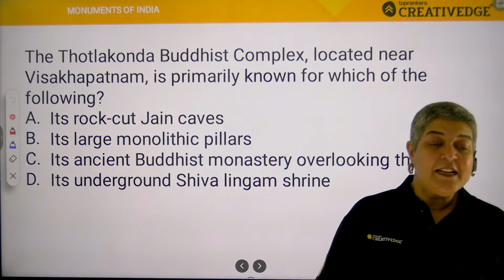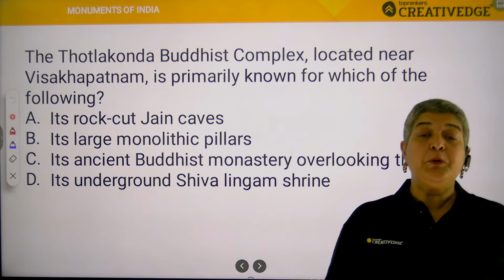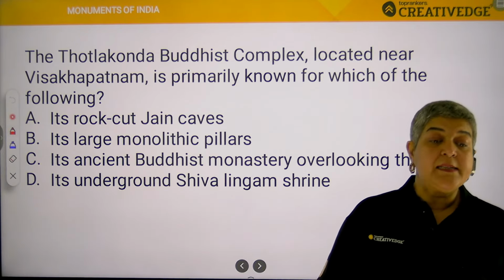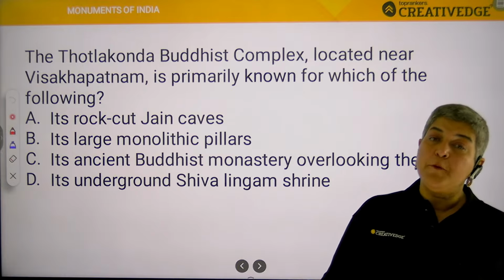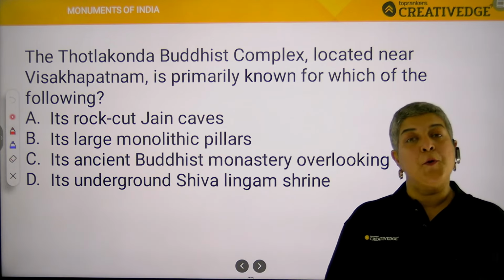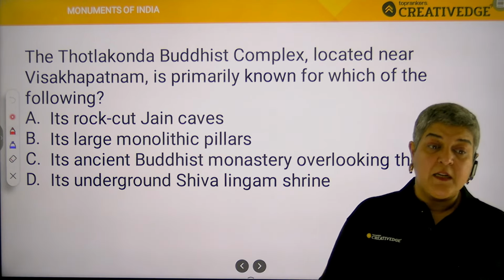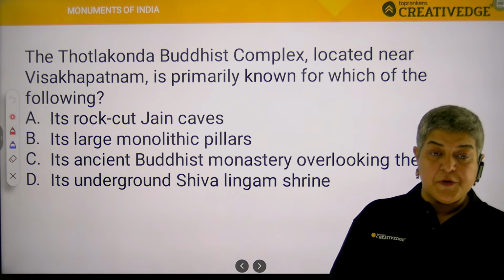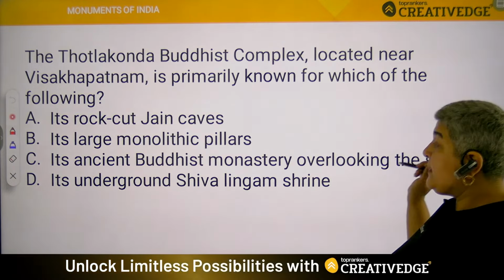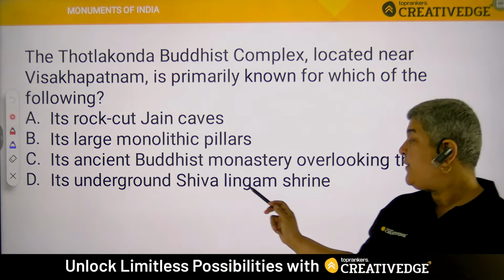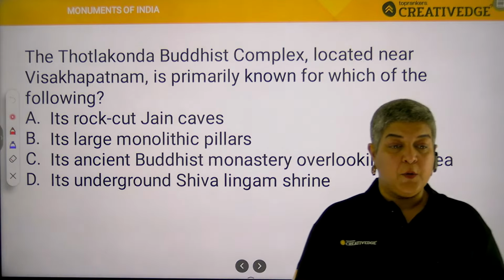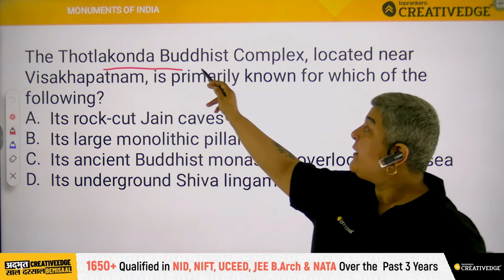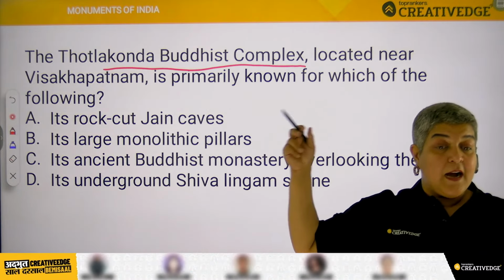Let's move ahead. The Thotlakonda Buddhist complex located near Vishakhapatnam is primarily known for which of the following? Is it known for its rock-cut Jain caves, large monolithic pillars, ancient Buddhist monastery overlooking the sea, or its underground Shivlingam shrine?